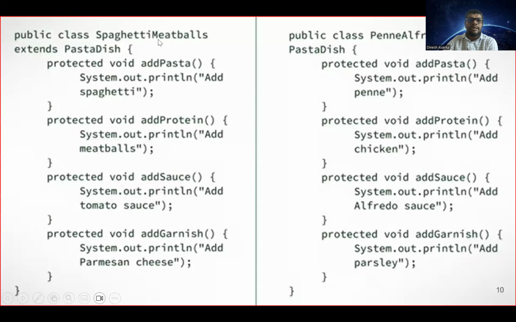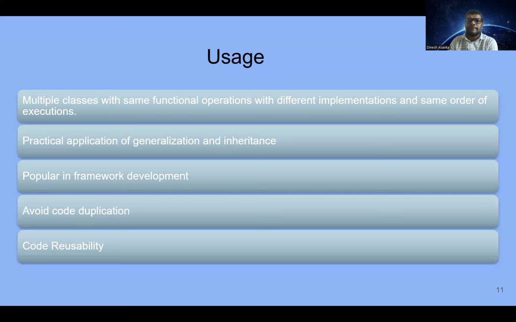So here you can see two subclasses. Now they are extending from the abstract pasta dish class, and here you are implementing the add pasta method in both classes separately. So these are now concrete methods in these two different subclasses. You can see all these four are implemented at the subclass level. Right, where can we use this?